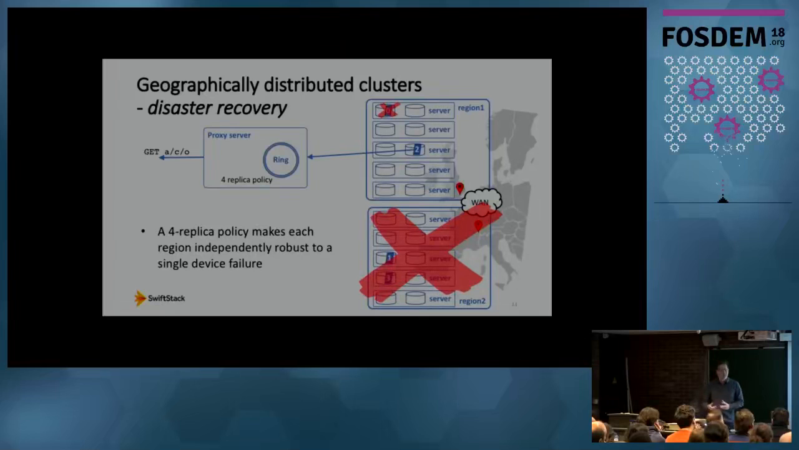And that also means that as well as being able to survive the loss of an entire region, each region can also independently survive the loss of one device and still have the object available to it. So a 4 replica policy is just a nice choice, and a choice that many deployers use when they're operating multi-region clusters.